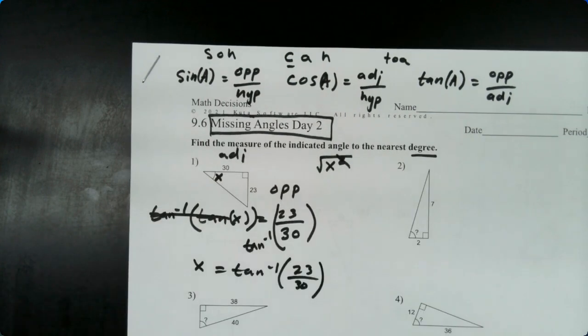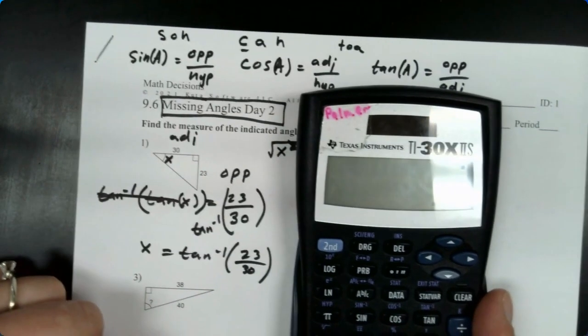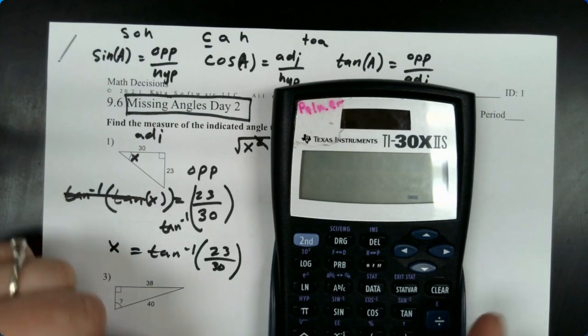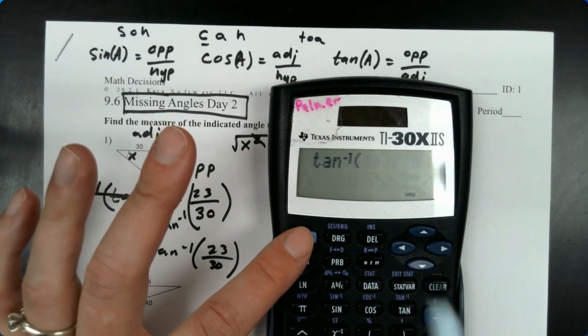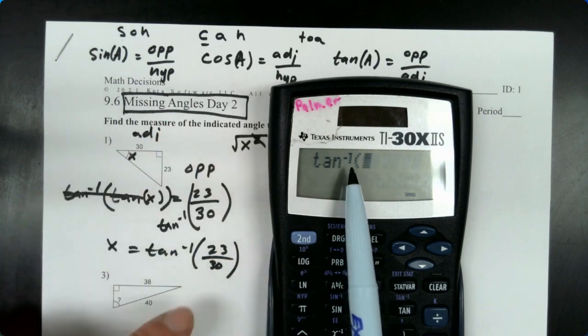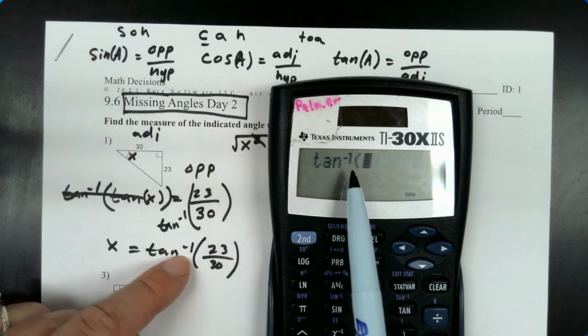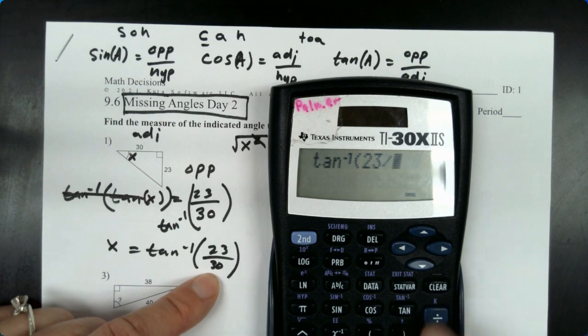And then we just plug that in our calculator. If you can find a calculator on your phone that does this, you can do it on your phone. But I just like the calculators better for this. It's not so glary. Okay, so I'm going to do second tangent. That gives me the tangent inverse. So tangent inverse of 23 divided by 30. And then I just write this number.